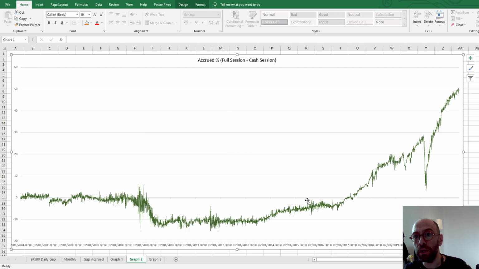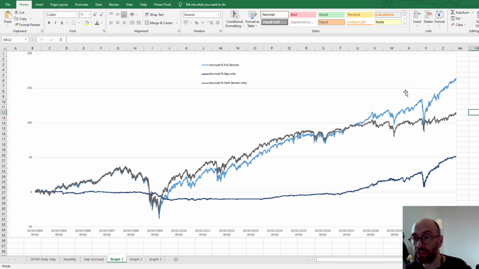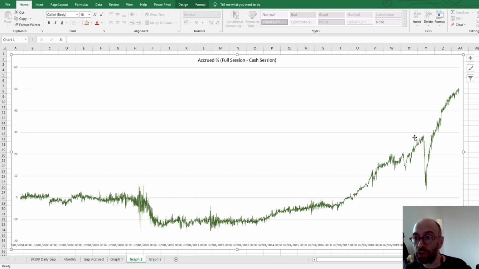So on graph 2, I just put the difference between the cash session and the full session. So basically the difference between the light blue and the light gray. And this is what you have. And it just shows much better what I was trying to describe in the minutes before in this video. You see how until the beginning of 2008, just generally, you can see the variations here. There's the difference between the cash session and the full session. It tends to go up and down, but overall tends to be in this line.